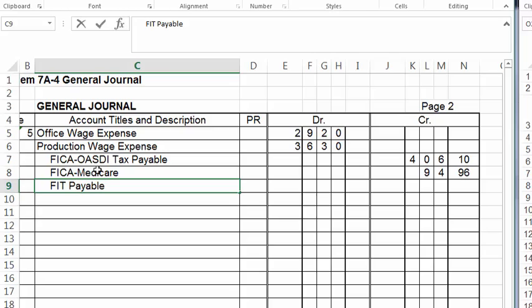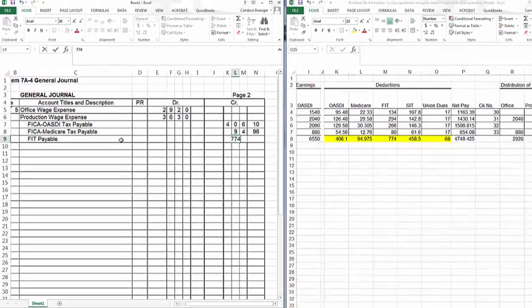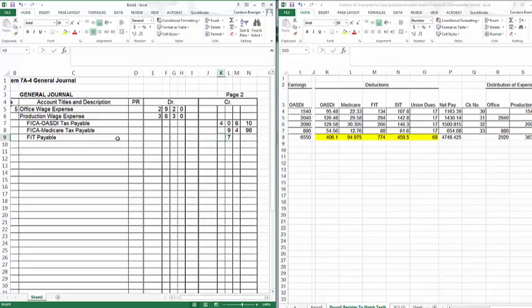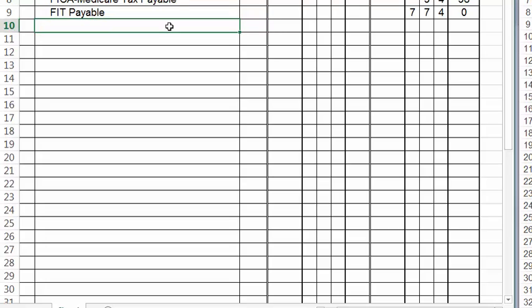Oh, I forgot my payable after here. These are all payables because I owe them. I'm just holding on to them for a little bit. I don't get to withhold all of this from my employee's paycheck and then pocket it. It doesn't work that way. These are liabilities on my balance sheet because I've agreed to pay them later. My last one, union dues.